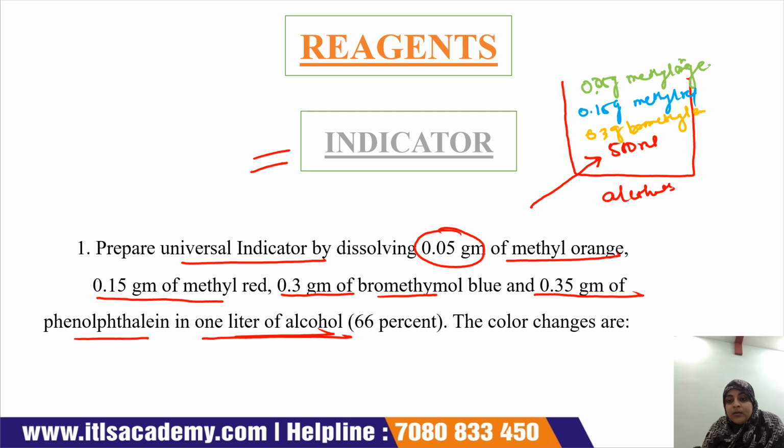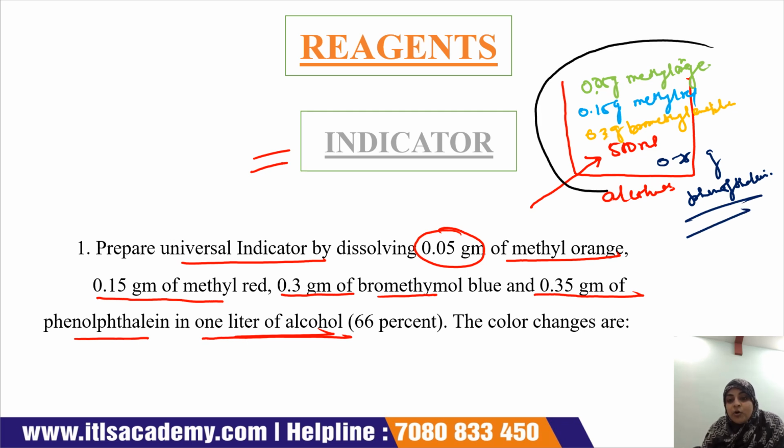Bromothymol blue. Then at the end we are going to add 0.35 gram of phenolphthalein. When all these components are completely dissolved in the 500 ml of alcohol, then again we are going to add the remaining 500 ml of alcohol.